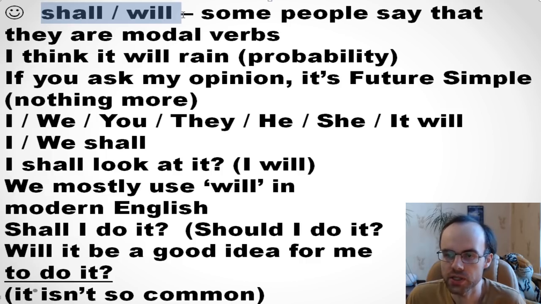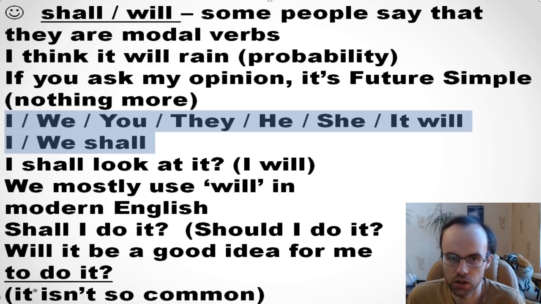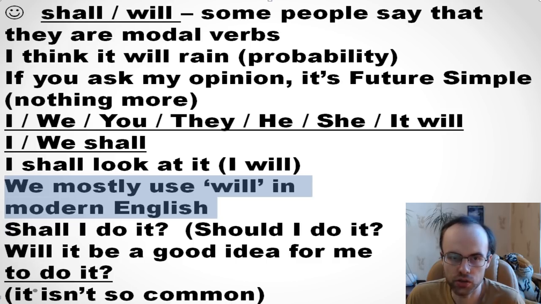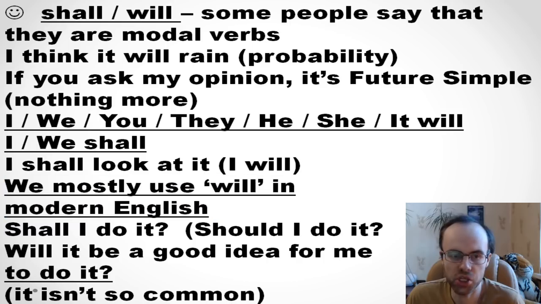Okay, shall, will. Some people say that they are modal verbs. I think it will rain. Probability. If you ask my opinion, it's future simple, nothing more. I, we, you, they, he, she, it will. I, we shall. I shall look at it, or I will look at it. We mostly use will in modern English. Shall I do it? It means should I do it? Or will it be a good idea for me to do it? But it isn't so common, but anyway, it can take place.